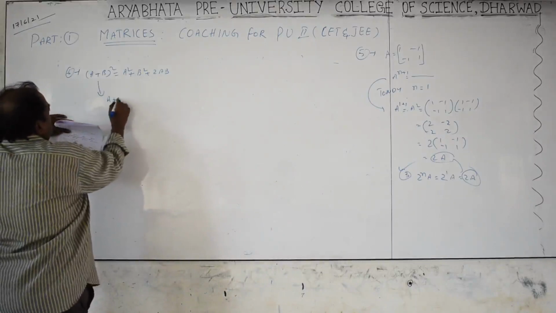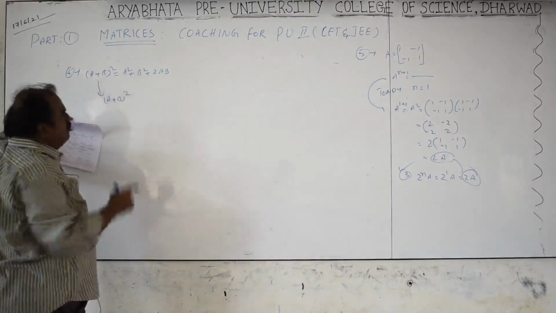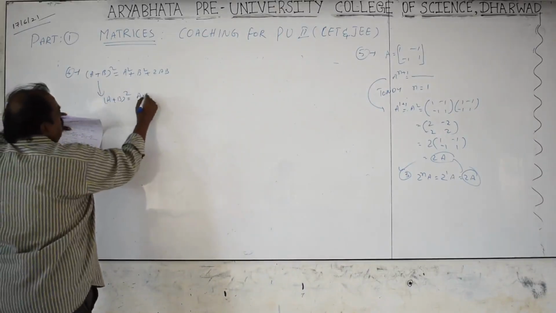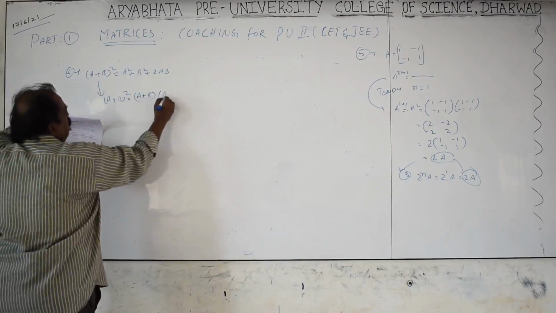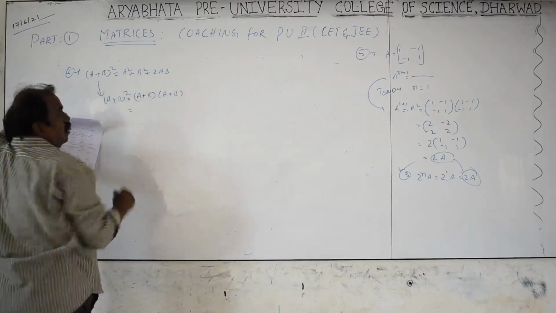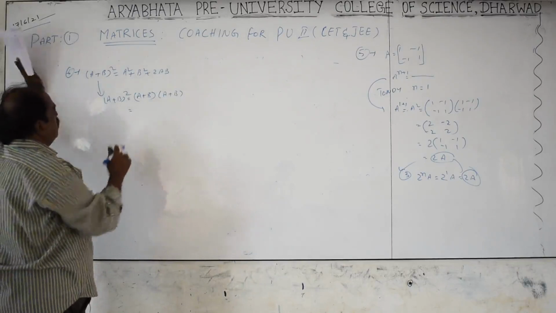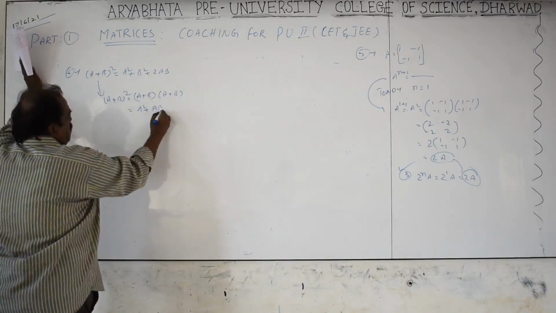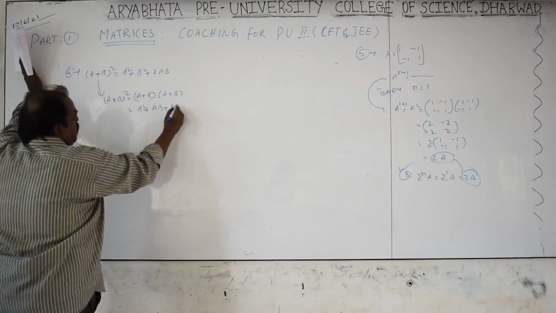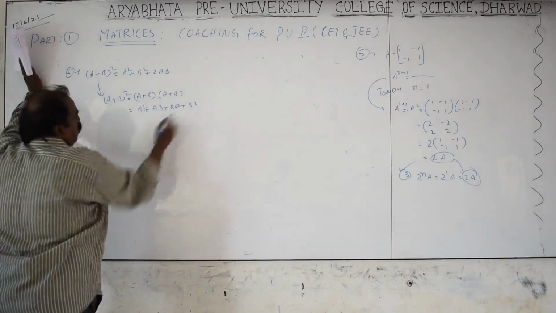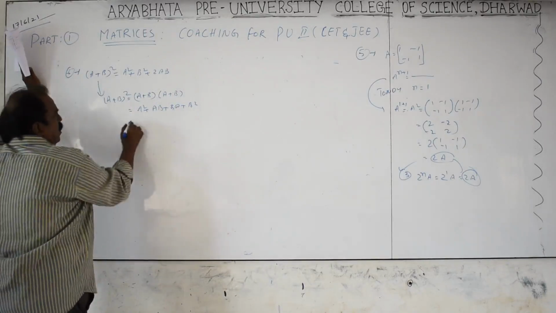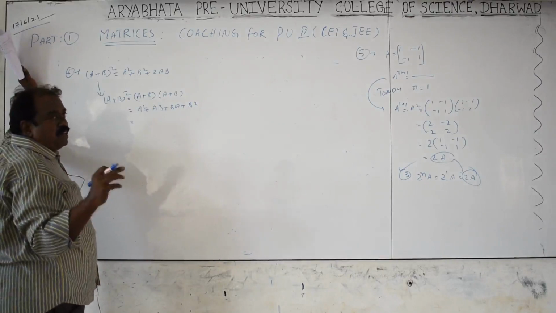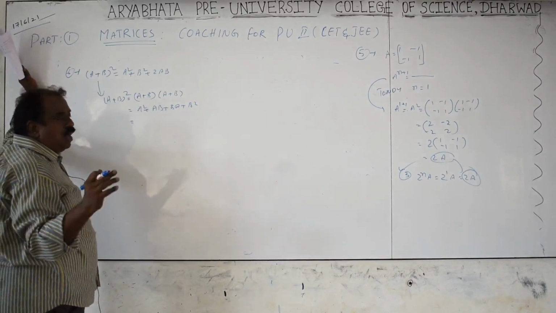Actually, A plus B whole square is an algebra, arithmetic formula, but in matrices it is not possible. A plus B into A plus B. Okay, now the associative law will be followed. A into A is A square. A into B is AB, but B into A is BA. B into B is B square. You see, it follows the distributive law. Matrix multiplication follows the distributive law and the associative law.